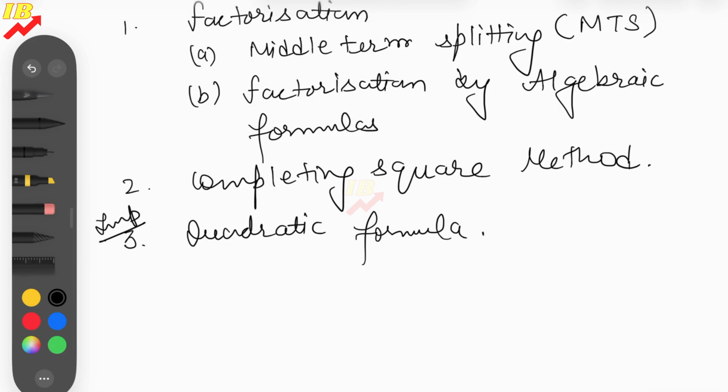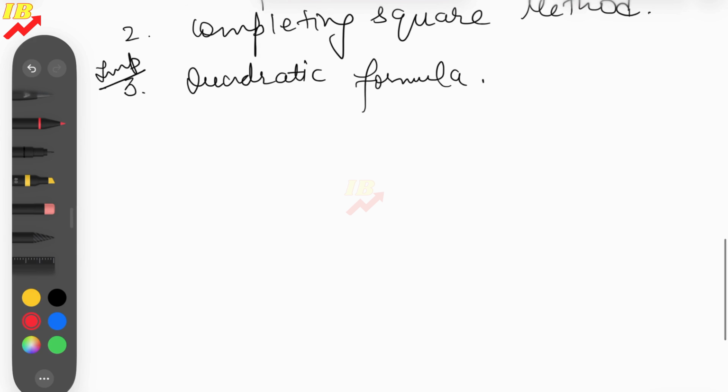Okay, so these are different types of methods which we are going to take up session by session, right? Because we cannot finish the whole concept in one go. So I need a little more of your patience, right? So let's start with the first topic that I said, which is factorization.